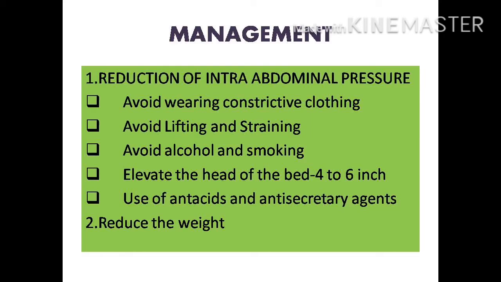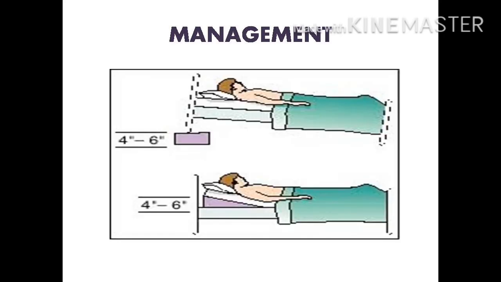The second important thing is elevation of the bed on a 4 to 6 inch block. This will assist the patient in maintaining the stomach in the abdominal cavity and prevents the reflux of acid back into the esophagus. Third one is reduce the weight if obese.